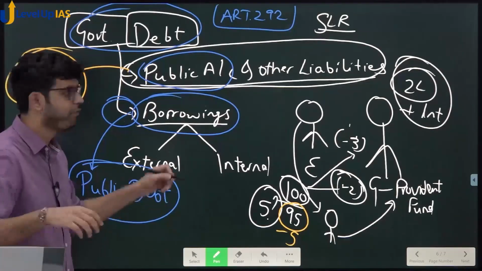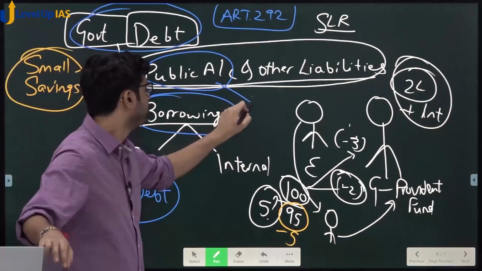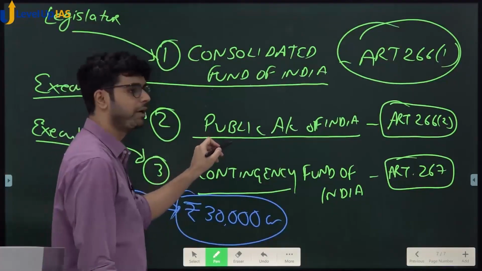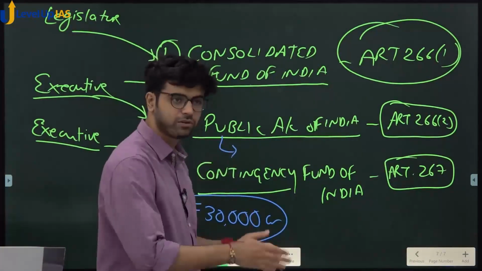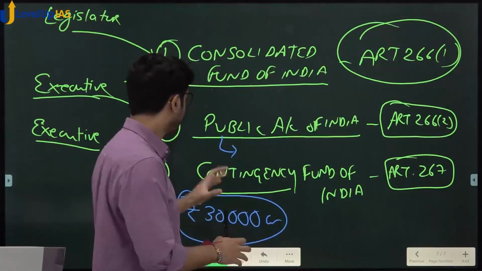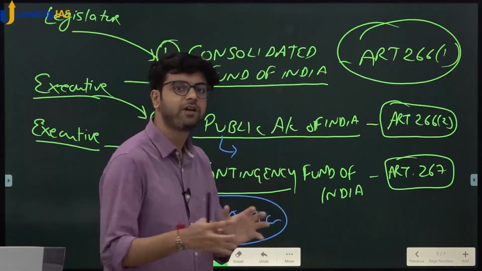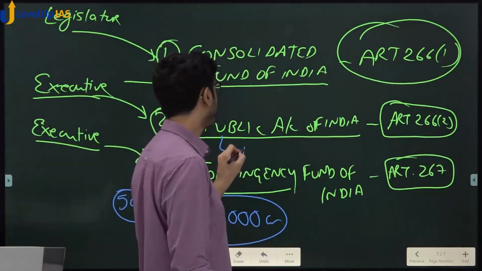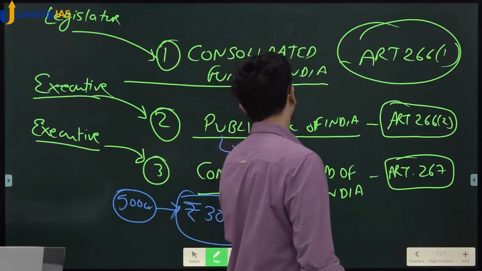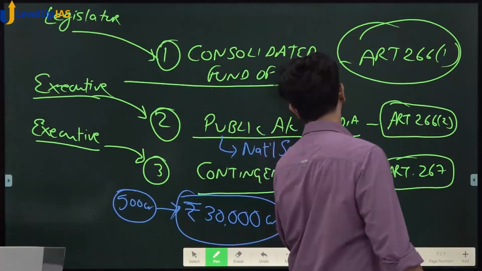So this public account we spoke about, under that also there are various heads. So there is a fund. So in public account also there are several funds. So there is a fund called as National Small Savings Fund.